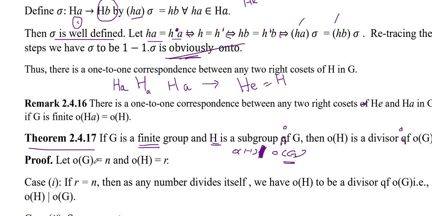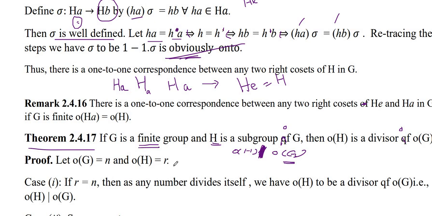Now let us consider the order of G to be n, the number of elements in G. It's given as finite, so we consider some number and take it as n. And being a subgroup of G, we can have the order of H to be R.